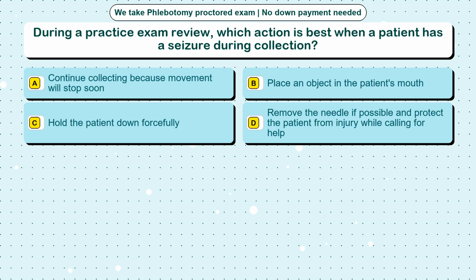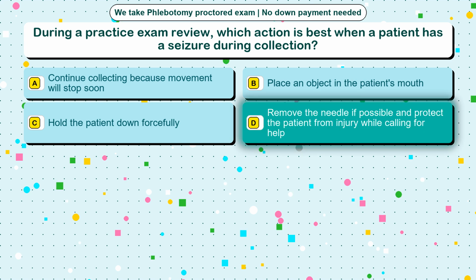Question 50. During a practice exam review, which action is best when a patient has a seizure during collection? Option A, continue collecting because movement will stop soon. Option B, place an object in the patient's mouth. Option C, hold the patient down forcefully. Option D, remove the needle if possible and protect the patient from injury while calling for help.